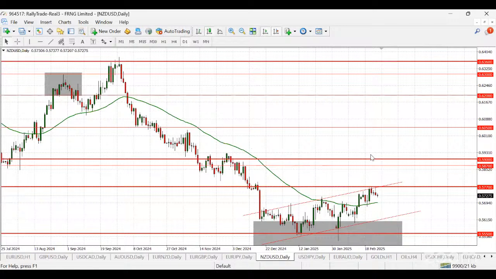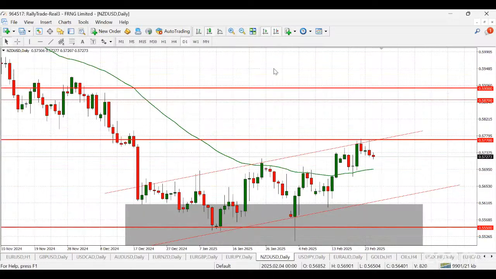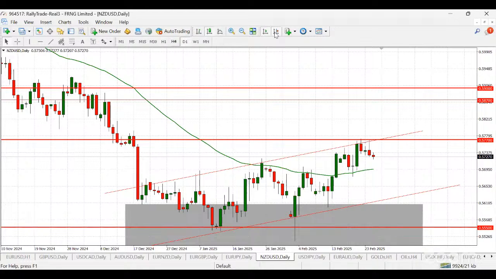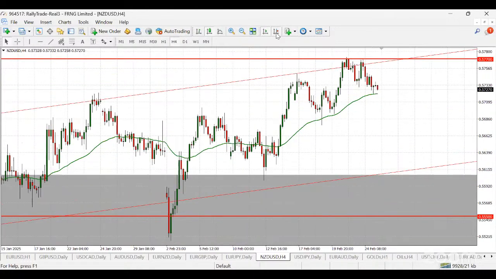Now of course this resistance at 0.577 is quite a challenge for NZD USD. So from this current level, you may see some retracement back to this moving average, which is the 50, and then expect higher prices from that level. This is daily. This is what it looks like at 4 hours.